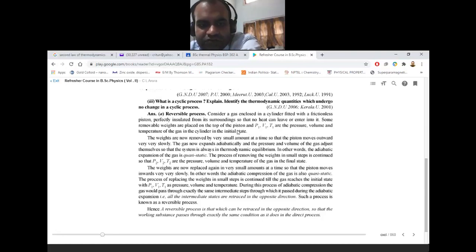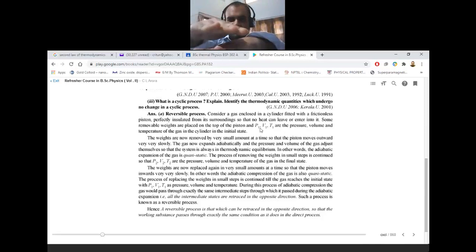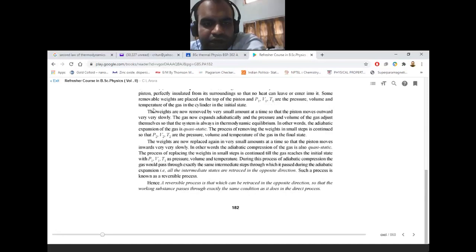Some removable weights are placed on the top of the piston. Suppose the piston is like this. You put some weight, and the piston will actually come down. The gas will be compressed by some amount. Anyway, P1, V1, T1 are the pressure, volume, and temperature of the cylinder in the initial state. So initially the gas will be in a state where the pressure, volume and temperature values are given by P1, V1, T1.